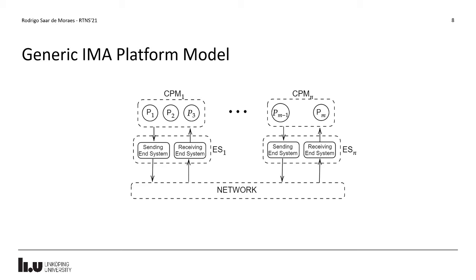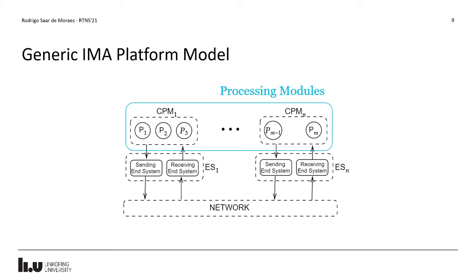So far, we've been talking about IMA platforms. Let's see what this platform actually looks like. In this paper, we consider an IMA platform composed of 3 levels. The first level is composed of the processing elements. In this level, we have our CPUs, our GPUs, and other hardware devices capable of computation. Residing on these hardware devices, we have our software processes. Here in this picture, the software processes are represented by the circles named P1 to PM, and each of these software processes exchanges messages with other software processes within the same CPM or residing on another CPM.